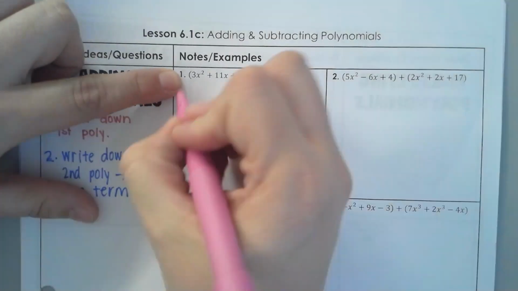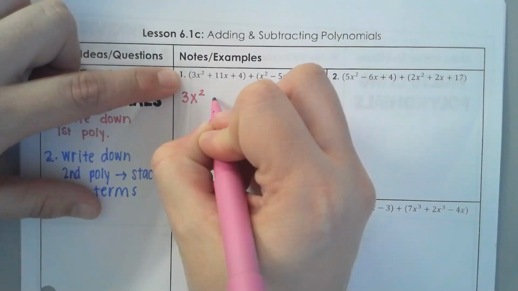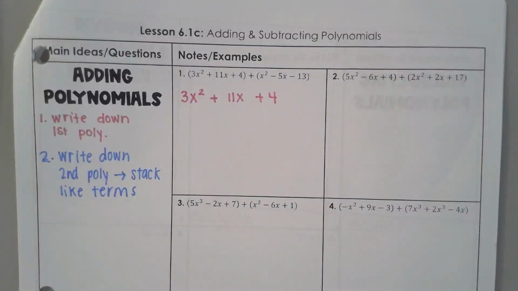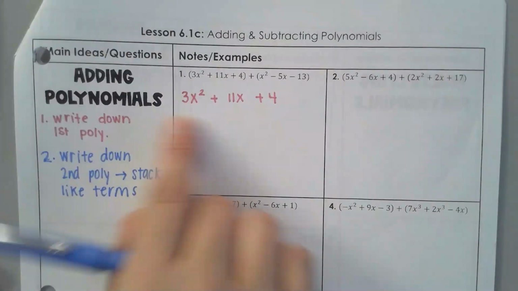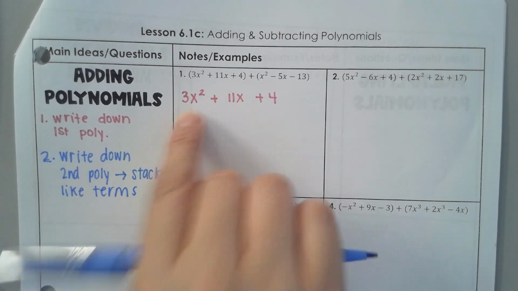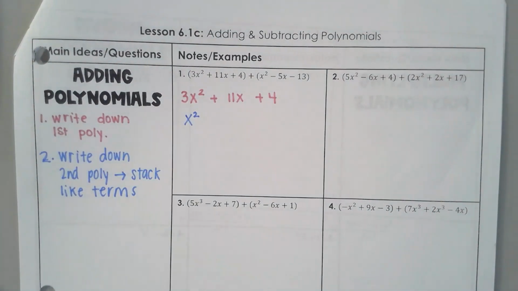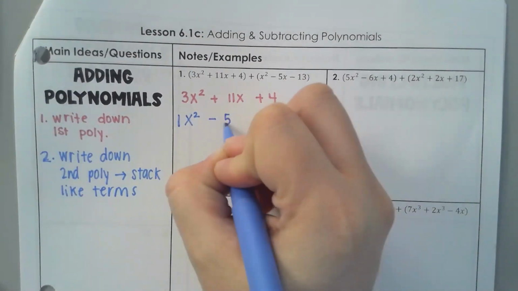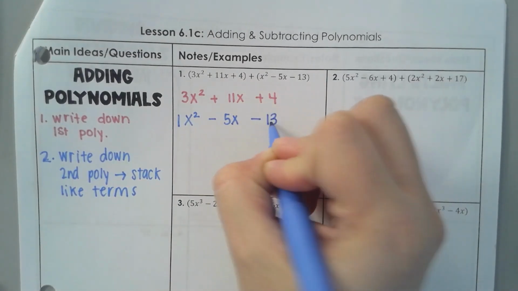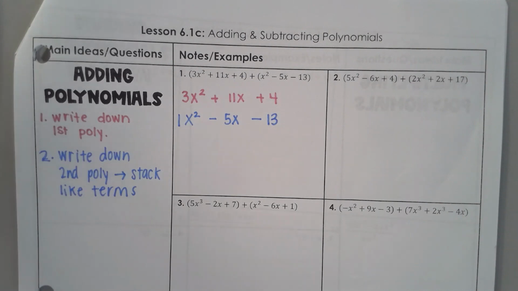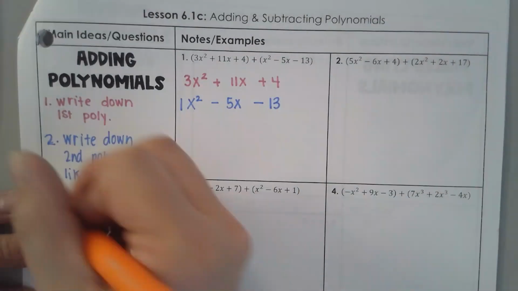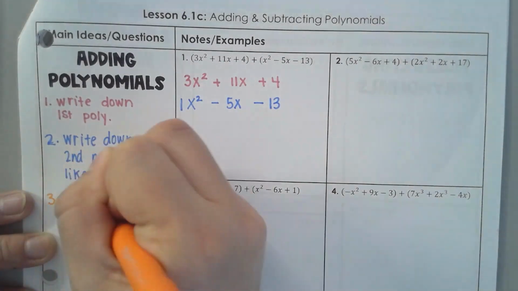My first polynomial is 3. And then I'm going to write down the second one so the like terms are on top of each other. So I have an x squared. That's going to go here. What's technically in front of that x squared? A 1. Minus 5x, minus 13. And then we're going to add straight down.